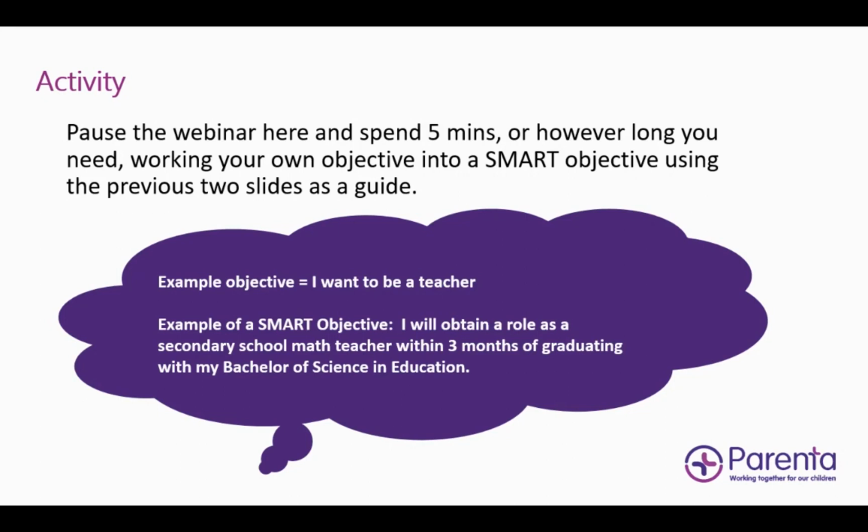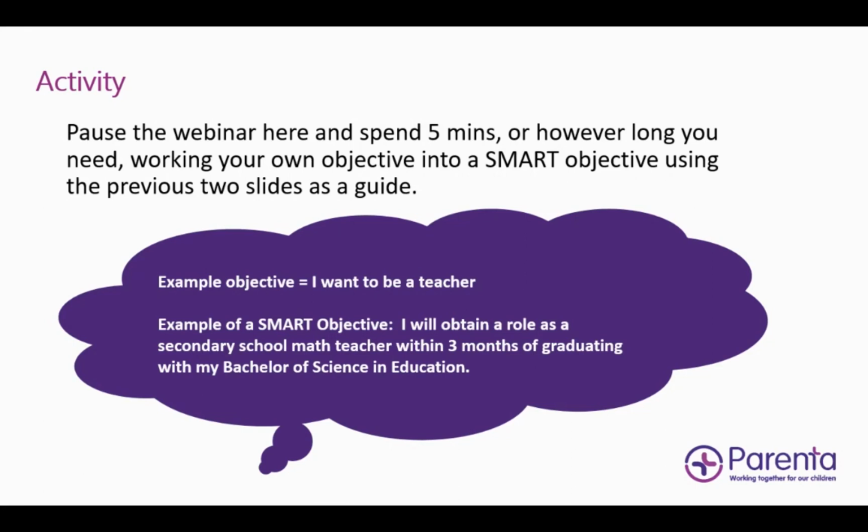just so you got a flavour of what sort of things we're looking for. So one of the examples is, I want to be a teacher. So that's quite a generic objective. We could all want to be teachers. But an example of making it smart is making it a bit more specific, is that to obtain a role as a secondary school teacher.